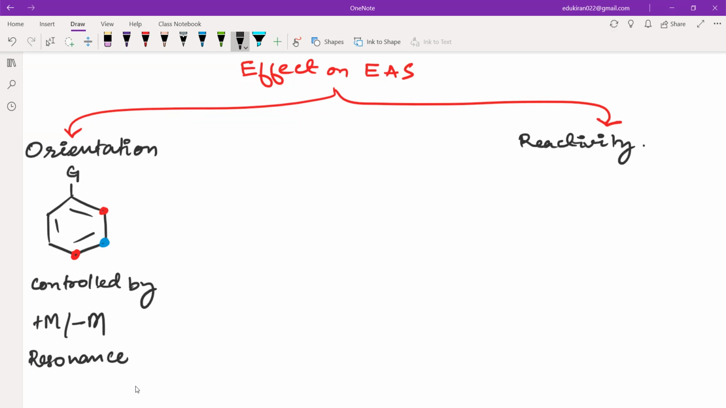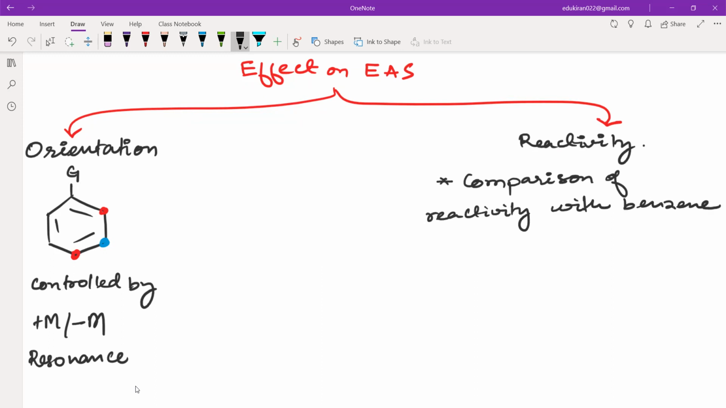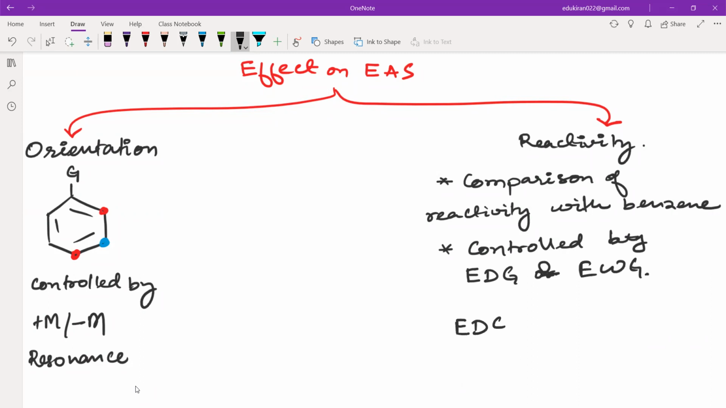So reactivity, it controls the comparison of reactivity with benzene. It is controlled by electron donating groups and electron withdrawing groups. The highest will be electron donating groups. They are the highest in reactivity, followed by benzene, and then those which have electron withdrawing groups. So electron withdrawing groups are least, and in between there is benzene.